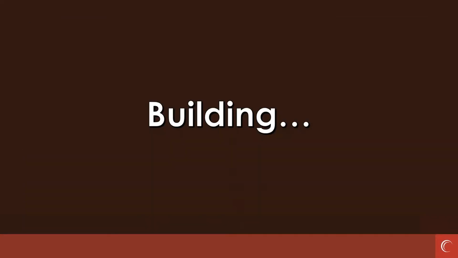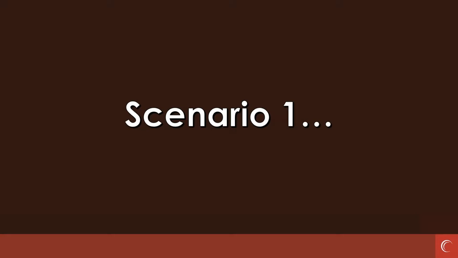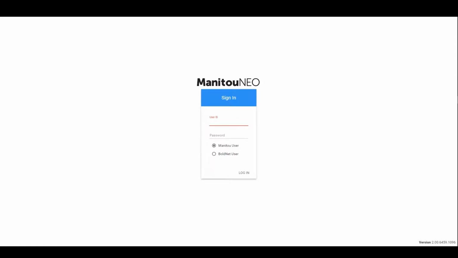So then we actually have to start building our action patterns. So we're going to actually step through our scenario 1, which is the general schedule action pattern. Then we have to build the actual action pattern. So I'm going to switch over to my Manitou Neo. I'm going to go ahead and log in.